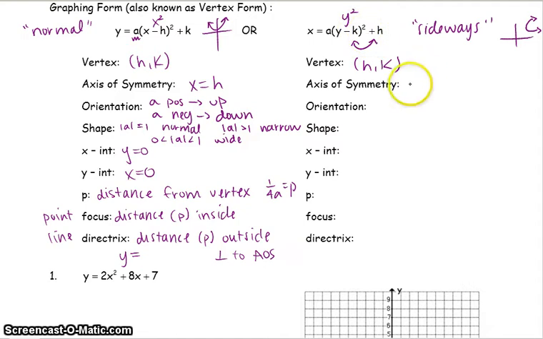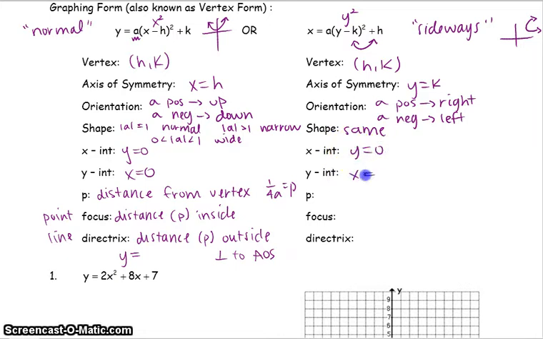And our axis of symmetry is going to be y equals k. It's going to be a horizontal line this time that cuts our graph in half. Our orientation is going to change a little bit. If our a value is positive, it's going to open in the positive direction, so right. If our a value is negative, it's going to open to the left. For our shape, we're going to use the same descriptors that we did for our normal graph. And our x-intercepts are the same: y equals 0, and our y-intercept is going to be x equals 0, and these are going to be coordinates of those points.